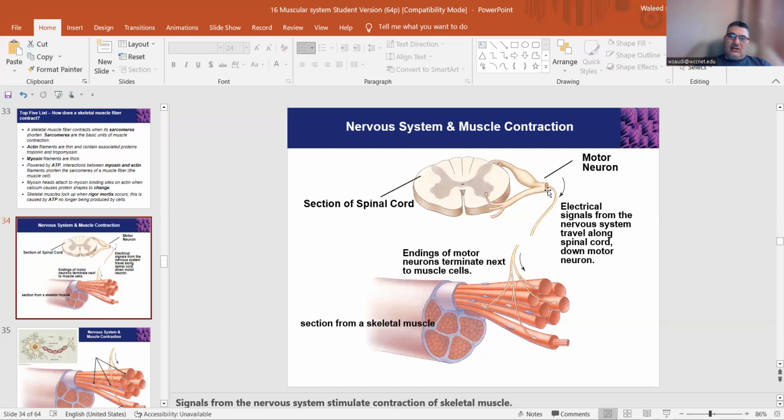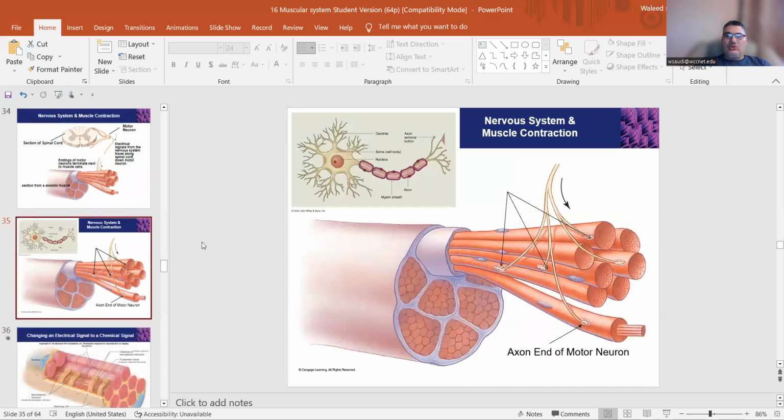Those two together, the motor neuron and this part of the muscle, together, this is called the motor unit. The motor unit. This is how the neuron looks like. Body containing nucleus, branches called dendrites, and then a long axon. At the end, it branches to go to these muscle fibers.